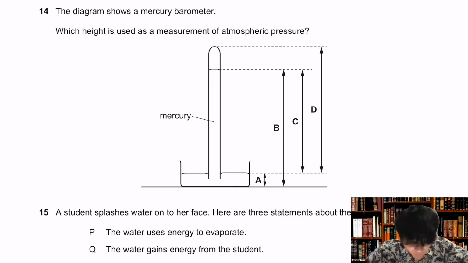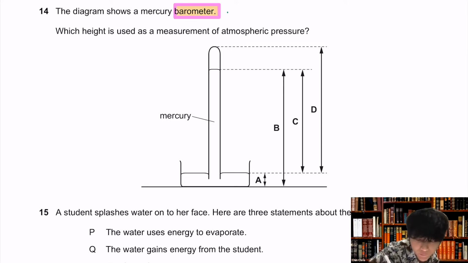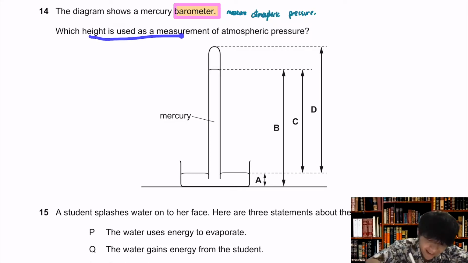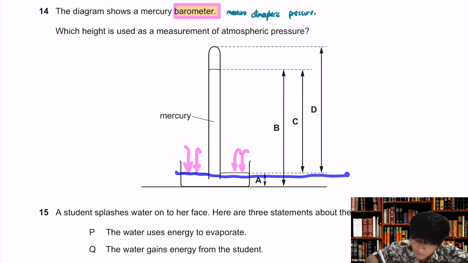The diagram shows a mercury barometer. A barometer is a very good piece of equipment to measure atmospheric pressure. What height is used to measure atmospheric pressure? Imagine that the atmosphere pushes this liquid down. Your baseline is here, and at the end of the day your mercury will rise to this level. The difference in height is your atmospheric pressure. The answer is C. It's straightforward.